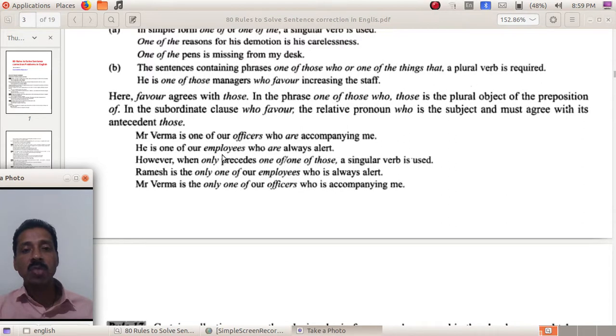Then Mr. Verma is one of our officers who are accompanying me. One of our officers. So here "who are", plural verb. If it is one of the officers, "who is". So likewise other examples are also given here. So the difference between these two: one is one of plus plural noun; the other is one of those, or one of those who, or one of the things that. So keep those two expressions in mind.